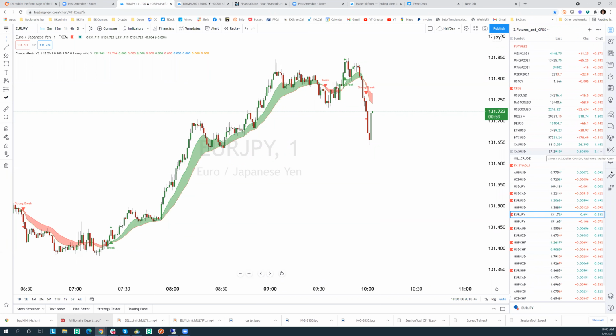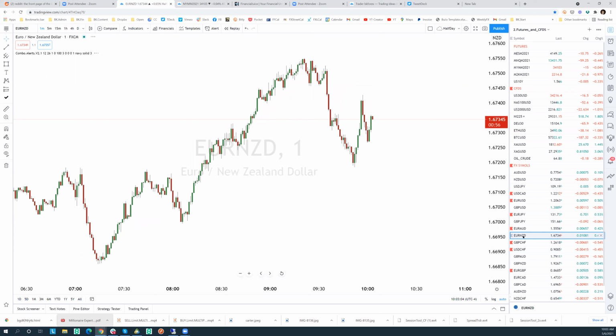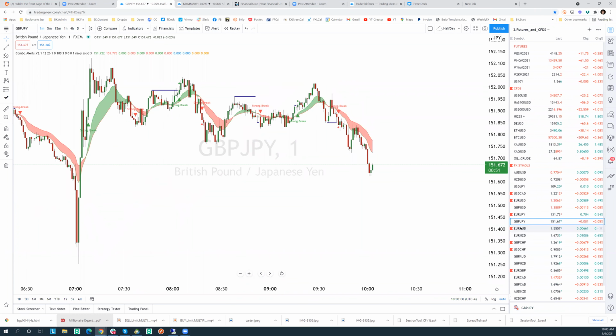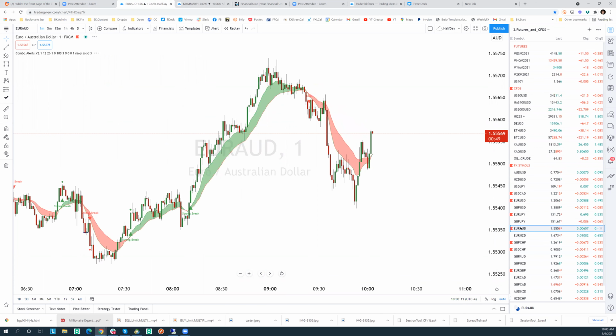It's hard to see. I mean, nothing really setting up here. Where I was looking for Euro Kiwi to turn, I was looking for Euro Aussie to turn. Euro Aussie, they're starting to turn. So, you know, may have a couple of opportunities here.